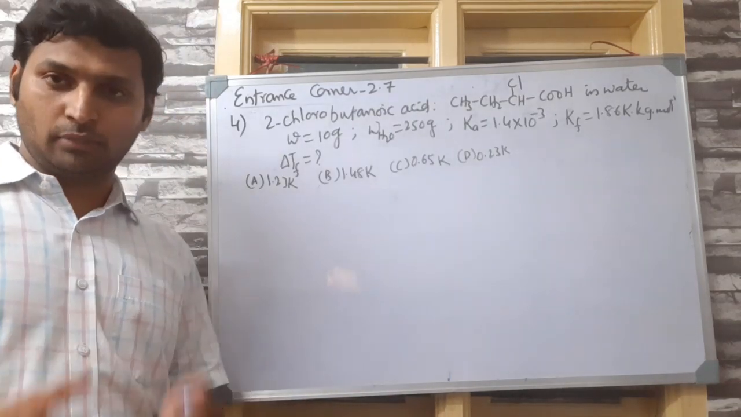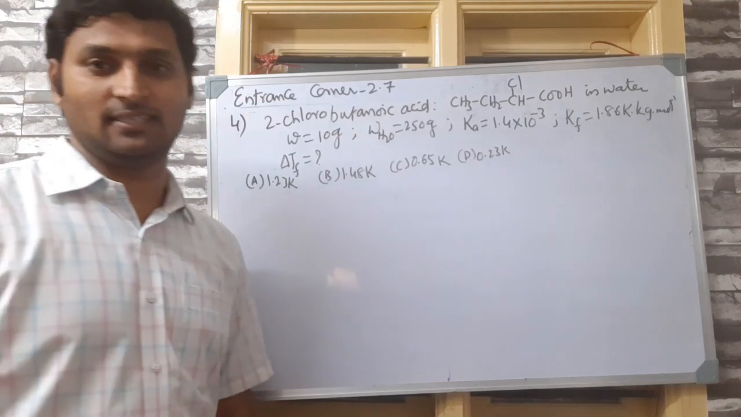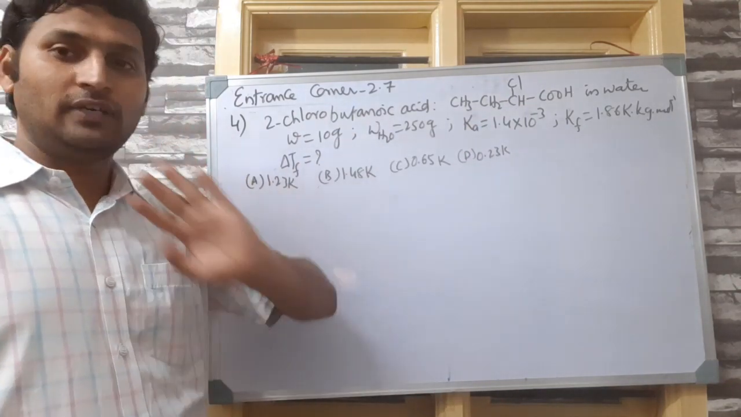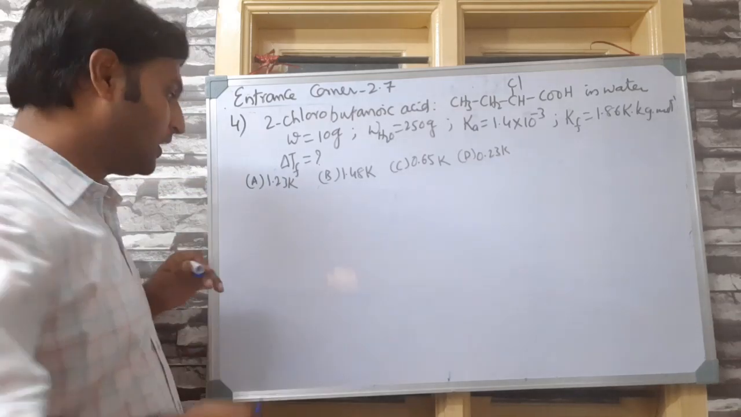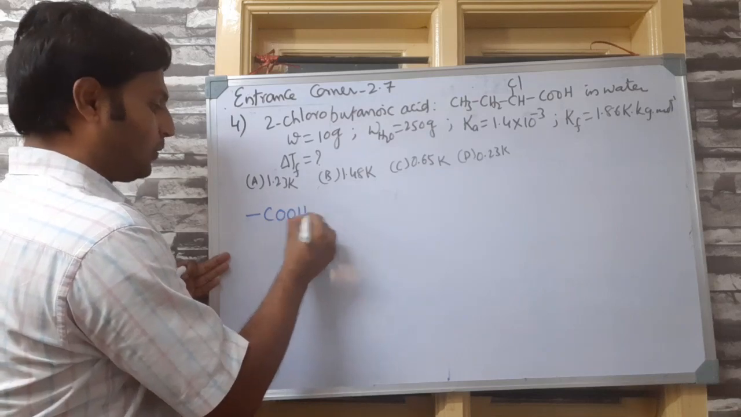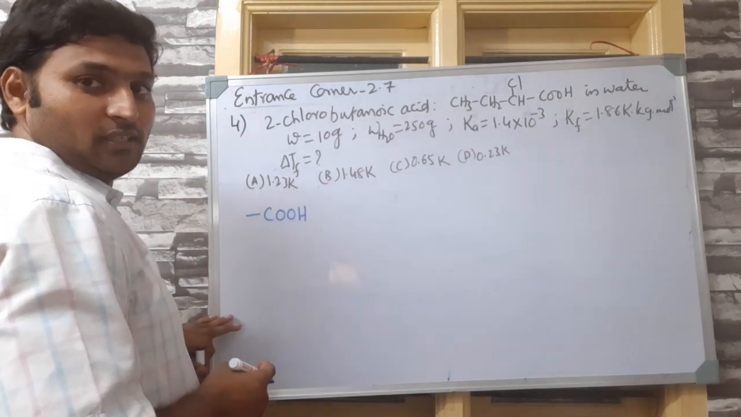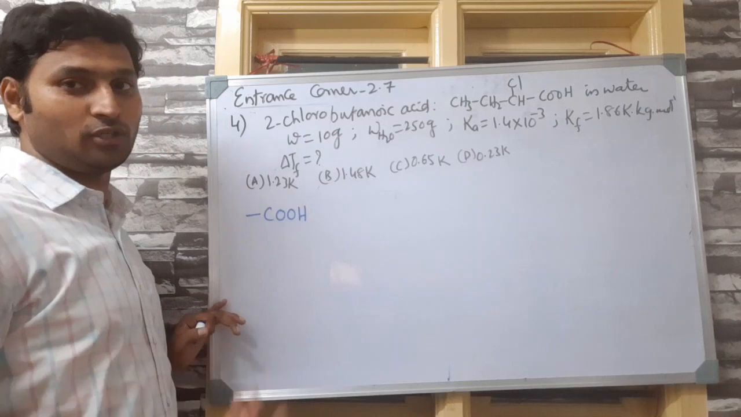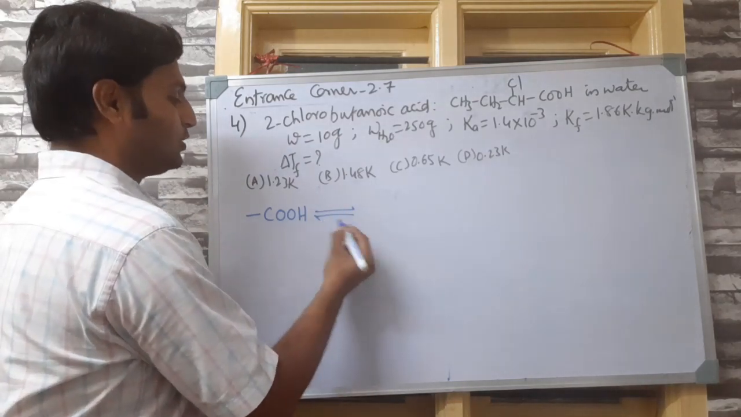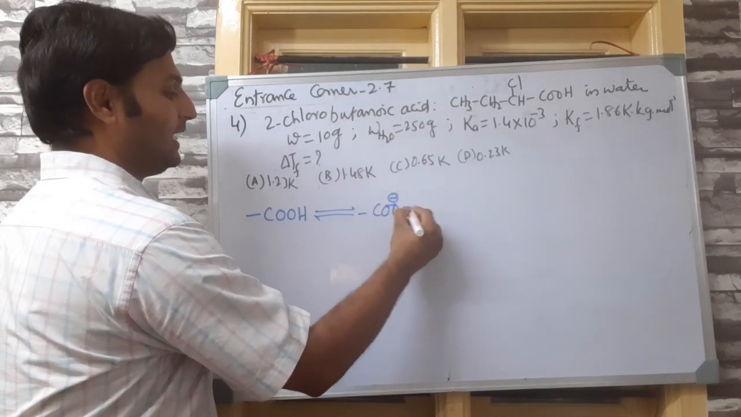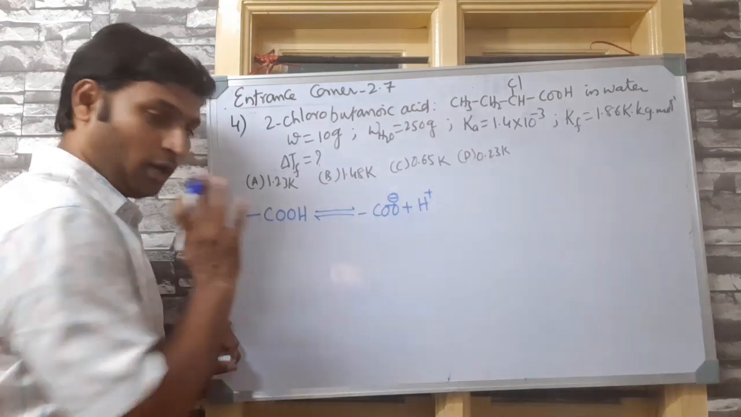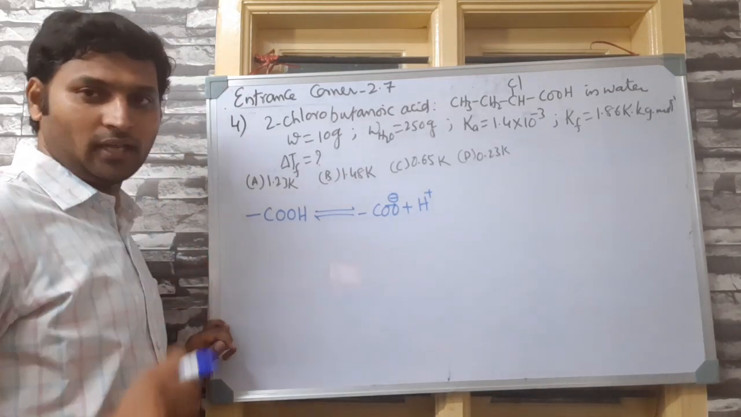If you look into question number 4, another carboxylic acid is given, which is 2-chlorobutanoic acid. First, let me make it very clear to you. Any carboxylic acid in aqueous solution, that was the mistake in the first question. He gave a carboxylic acid, he gave aqueous solution but expecting association. No, it dissociates. And how does it dissociate? Carboxylate ion plus H plus ion. So, as long as it is a monocarboxylic acid, it gives only 2 ions.